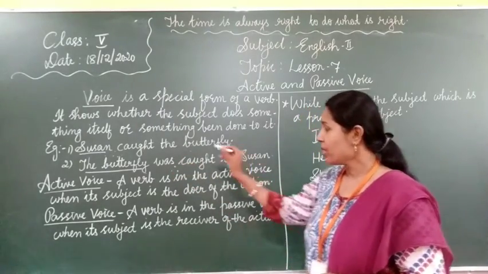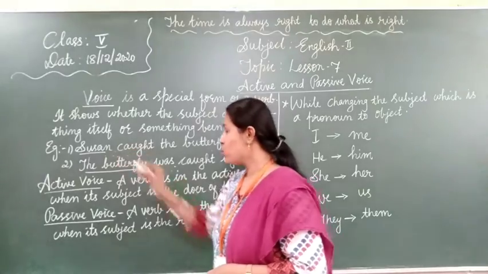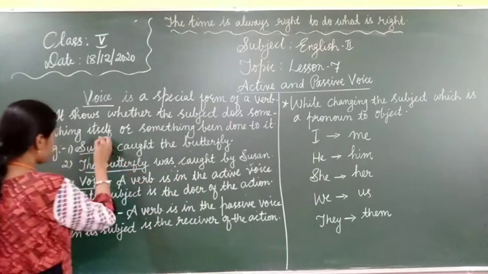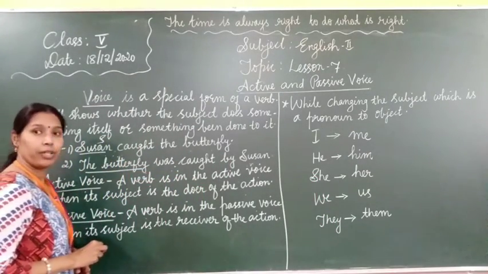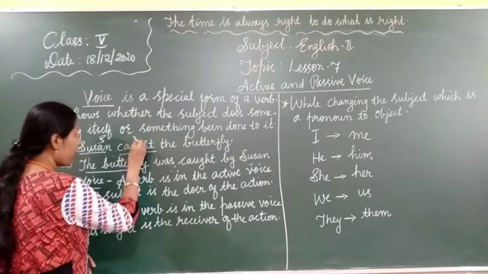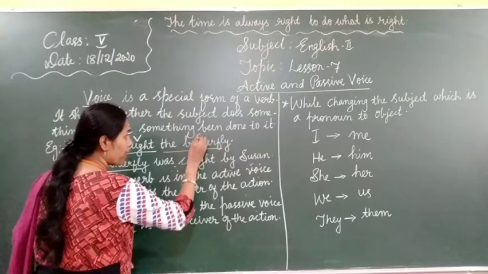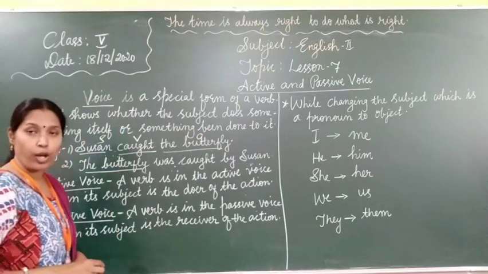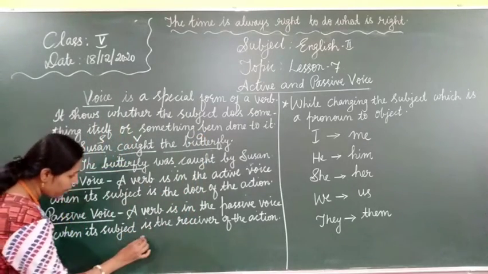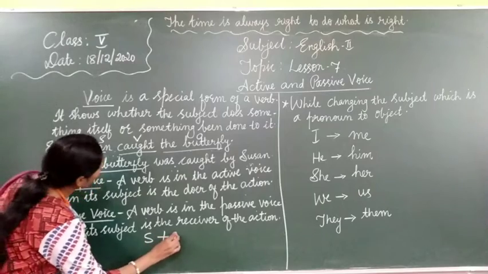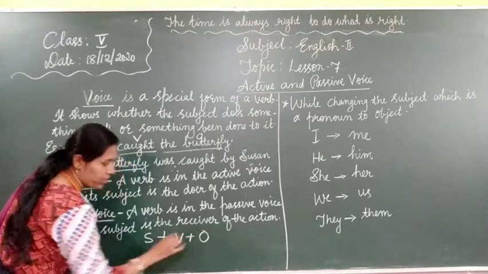Okay? See the sentence structure. Susan is the subject. And what is the verb here? Caught. Right? This is the verb. And what is the object? The butterfly. So in active voice, the sentence structure will be subject plus verb plus object.